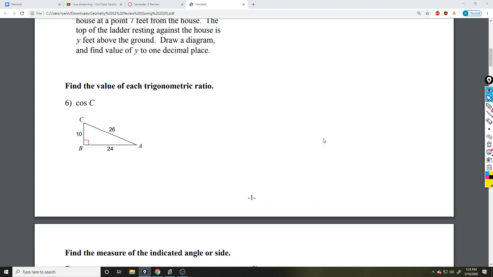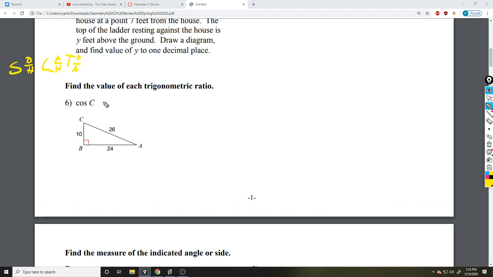Find the value of each trigonometric ratio. Where can I write this? Let's write it over here. We have SOHCAHTOA. This is our trig, so we want SOHCAHTOA. Sine being opposite over hypotenuse, cosine being adjacent over hypotenuse, and tangent being opposite over adjacent.